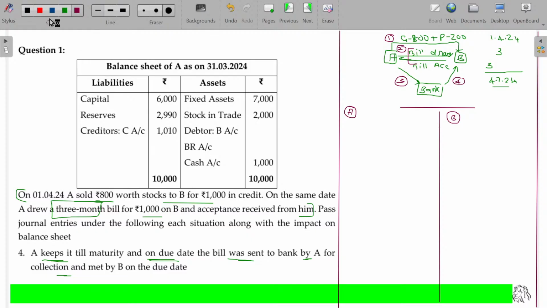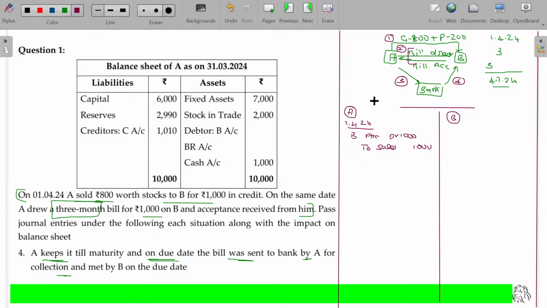Now, the first one on 1424. What is the journal entry? It's a sales, right? So B account debit to sales. This value being 1000.